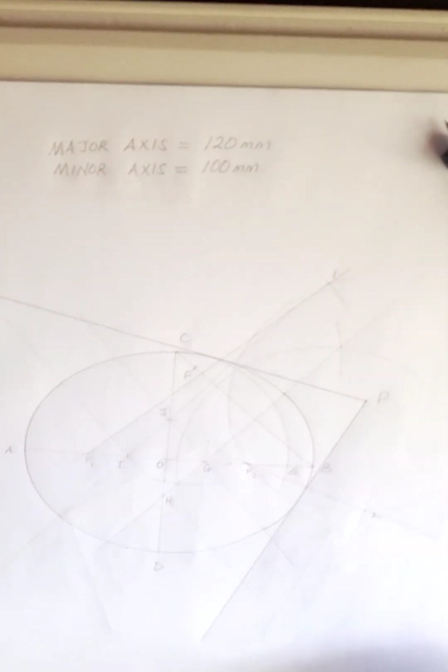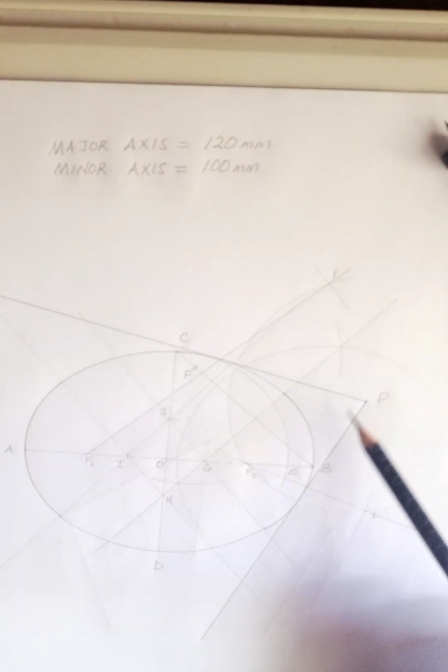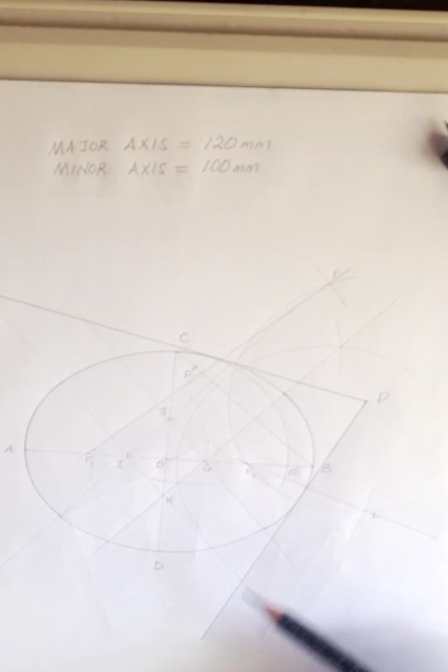So this is how you can construct or draw a tangent to an ellipse from a given point outside the ellipse.